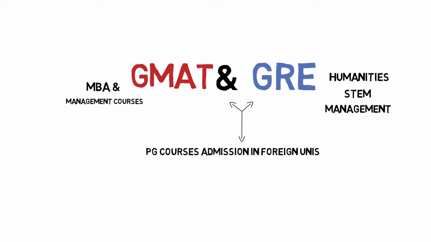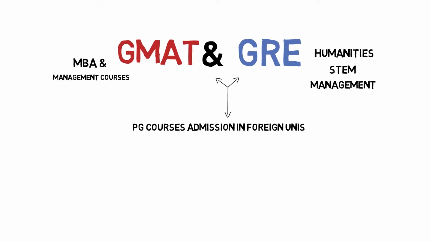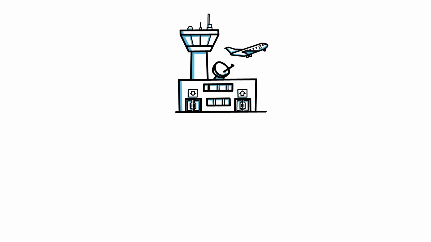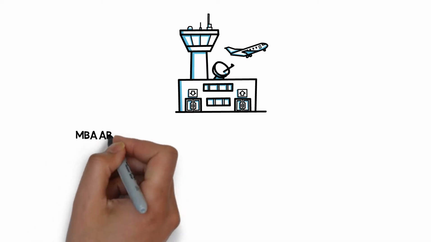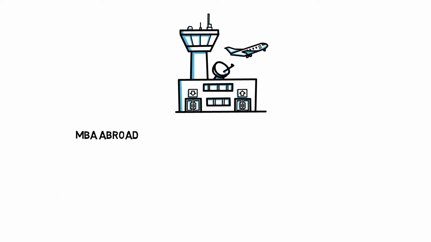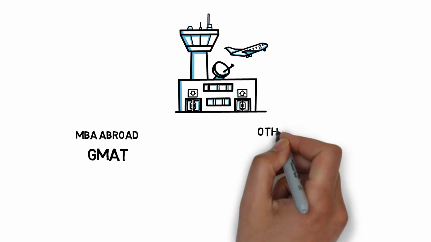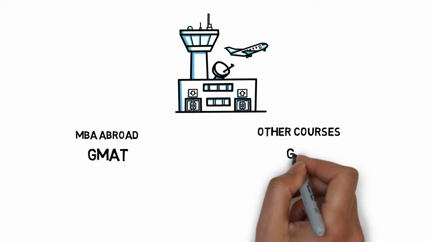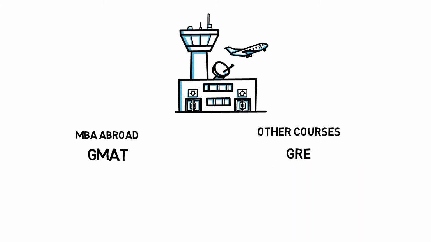Whether you should appear for GRE or GMAT depends on the course and the institution you are applying to. If you are applying for MBA abroad, chances are you will need to appear for GMAT, as the majority of the MBA institutes abroad accept GMAT scores for admission. GRE will be more suitable for you if you are applying for programs other than MBA. However, you should check with the institute you want to apply to for its eligibility requirements. Today, a lot of business schools have also started accepting GRE scores for admissions.